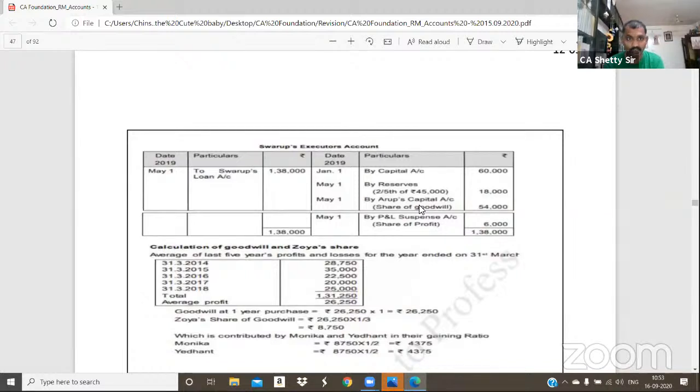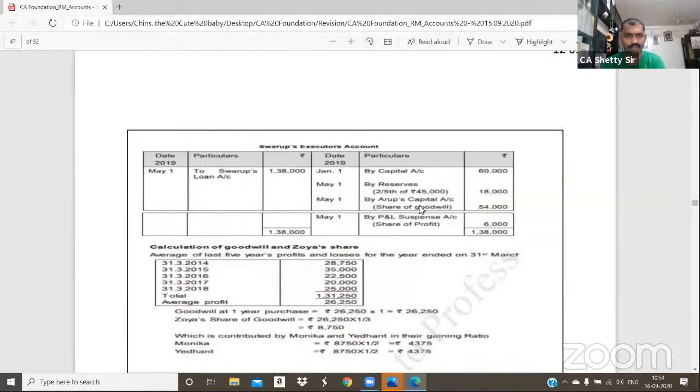So the entry for goodwill is always by who is gaining. The outgoing partner should be credited. The other partner should be debited. I hope you are understanding. Yes, sir. Today's class, I think I made it so simple: whenever a partner is going out, credit; whoever is continuing, debit. Only one partner. The entry is A's capital account debit to S's capital or the executor's account, 54,000.